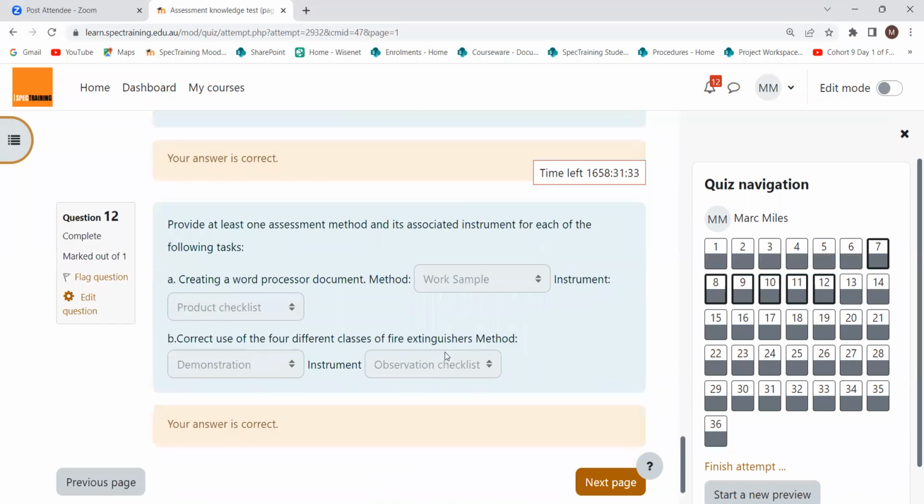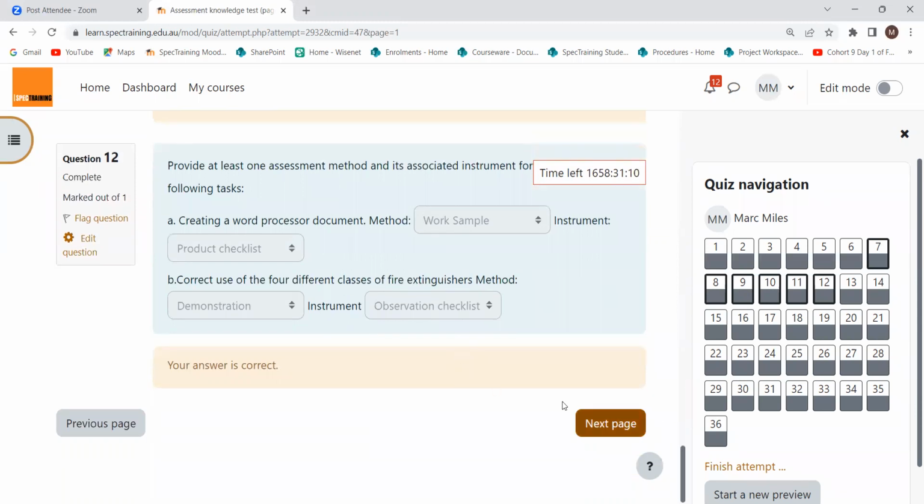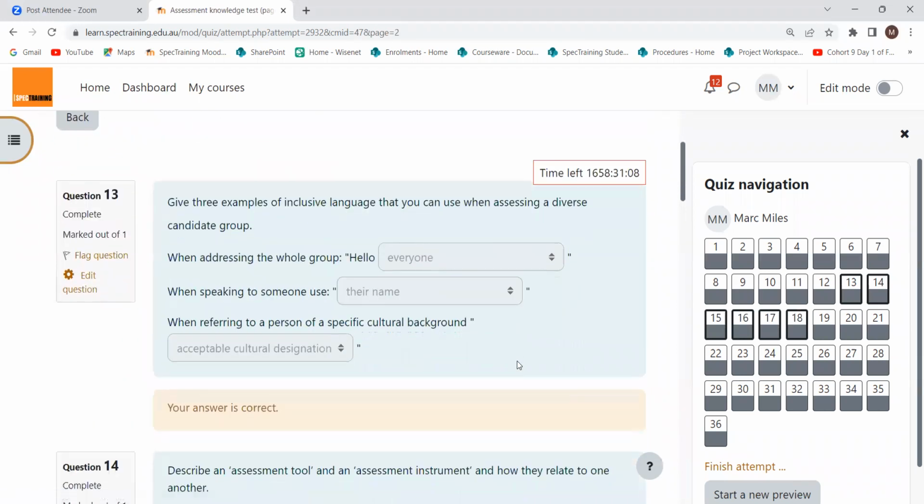Question 12, provide at least one assessment method and associated instrument for each of the following. So as we all know, a method is how you're going to assess them, and the instrument is what paperwork are you going to use in order to assess that. So if it was an observation, well, you'd probably use an observation checklist, or demonstration, observation checklist, work sample, product checklist. All right, let's check out the next question.